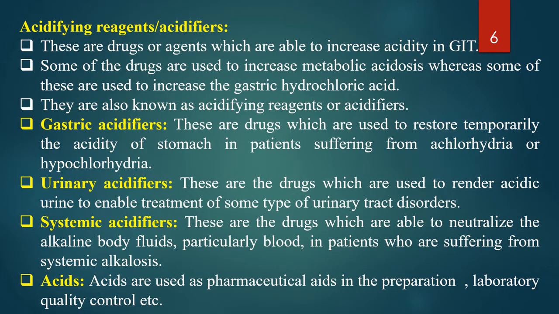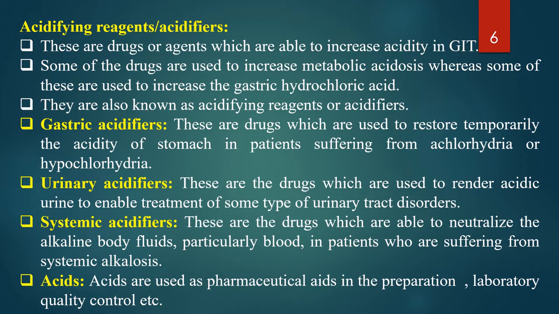Acidifying reagents or acidifiers. These are the drugs or agents which are able to increase the acidity of the gastrointestinal tract. Some of these drugs are used to increase metabolic acidosis, whereas some others are used to increase the gastric hydrochloric acid formation or secretion. They are also known as acidifying reagents or acidifiers. They include gastric acidifiers, which are the drugs used to temporarily restore the acidity of the stomach in patients suffering from achlorhydria or hypochlorhydria.